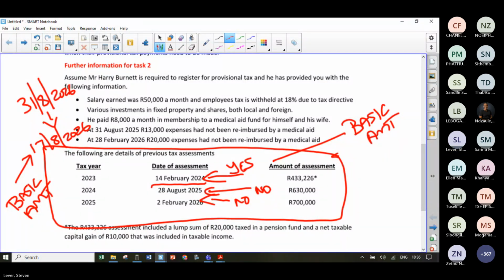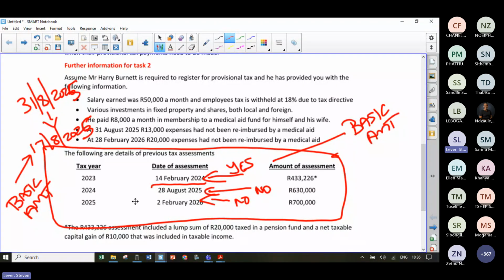It's more than 14 days before the payment. Sorry, this is 2025. Apologies. Because you're doing the 2026 year, the first payment is 6 months into the 2026 year. So guys, I'm going to use that as my basic amount.